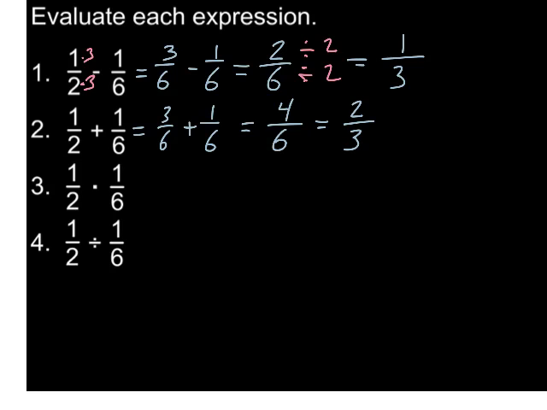Number 3, we are multiplying fractions. In order to multiply fractions, we multiply straight across the top, and we multiply straight across the bottom. So on the top, 1 times 1 gives me 1. On the bottom, 2 times 6 gives me 12. That's it. That can't be reduced at all, because there's already a 1 on the top. So that's it. That's your answer.